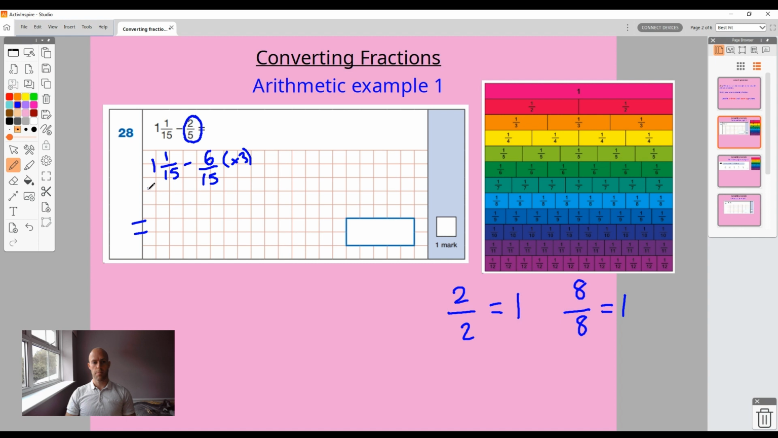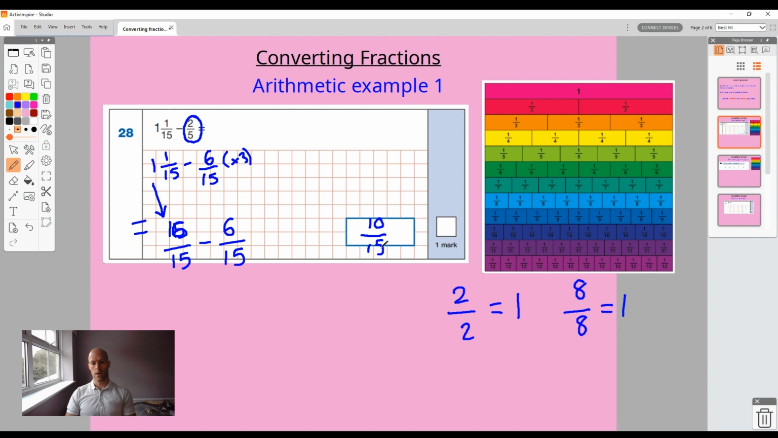So what I'm going to do is I'm going to split this 1 into 15 15ths, just like we did over here. 2 halves are 1, 8 eighths are 1, 15 15ths are 1. I've got another one on here, so I'm going to add that on. So now I've got 16, just right over the top of it. 16 15ths. 1 and 1/15 is the same as 16 15ths. Now we take away the 6 that it just created. 16 take away 6 is 10.